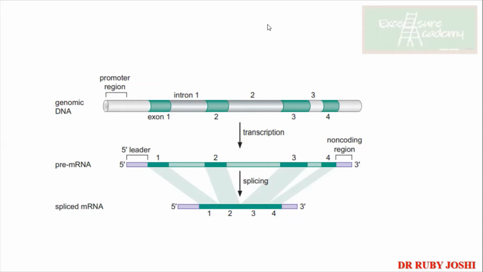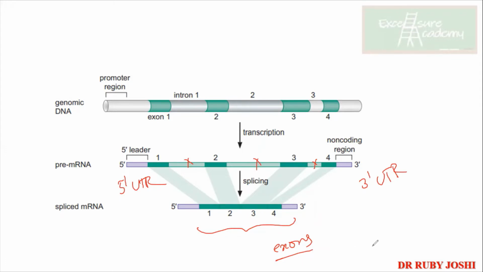Here you can see that you have the DNA, it gets transcribed, and you have the 5' leader and the non-coding region. Remember, we talked about the 5' UTR region and the 3' UTR region, that is the untranslated region. Now, after the splicing, all your introns are removed and only the exons are taken. Now this is your transcript ready.